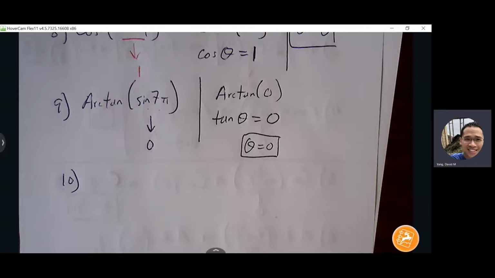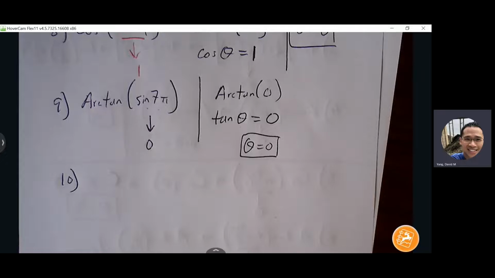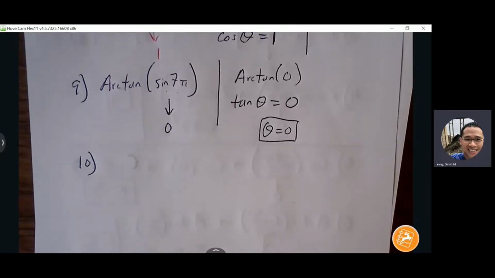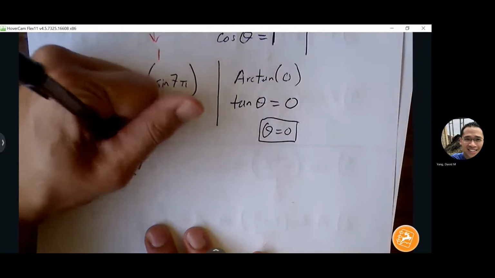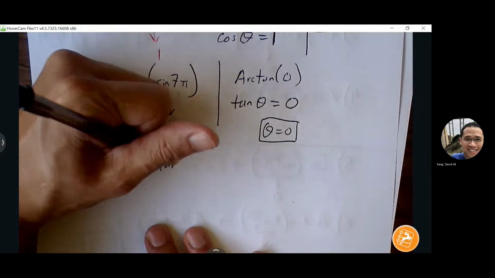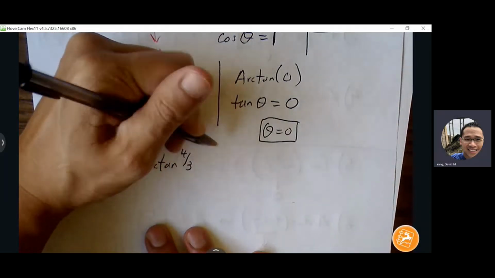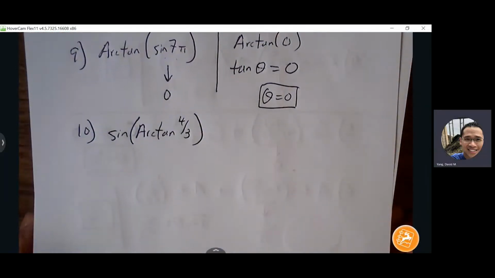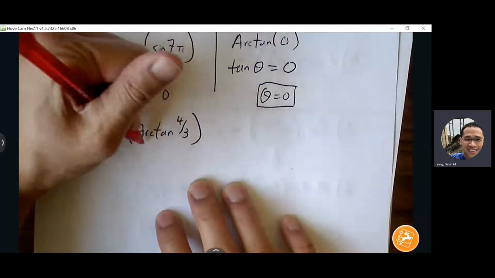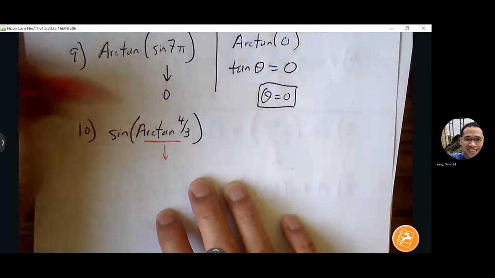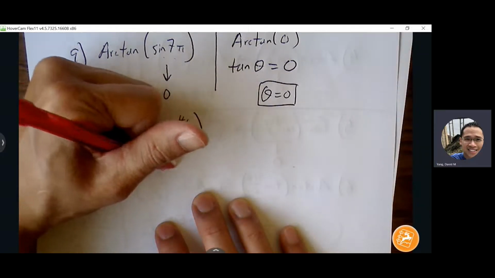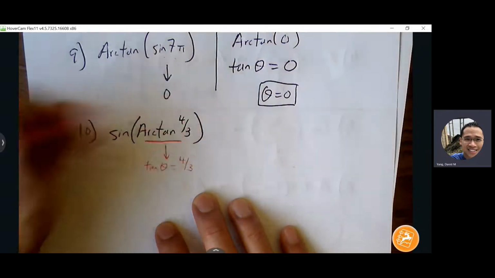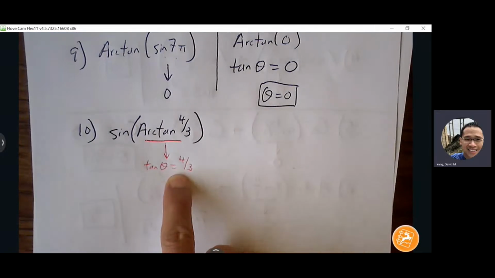Okay, so now we're going to be dealing with values that are not on the unit circle, but we can still work our way from a triangle perspective. So let's look at number 10 here. Sine of arctan of 4/3. Okay, not a unit circle value, but we can create this scenario. We know the inside. This means tangent of theta equals 4/3. We can build this value.